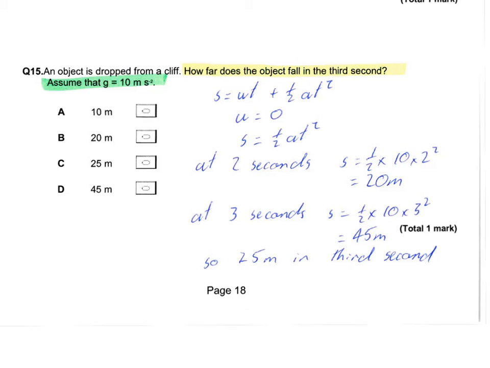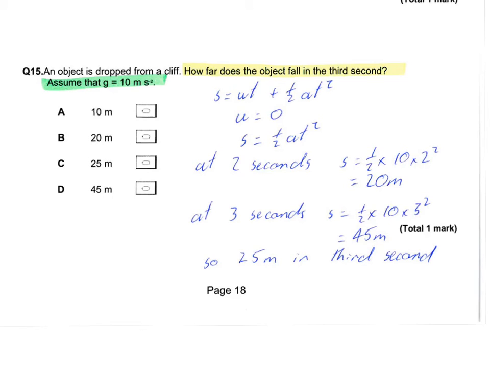Well, I know acceleration, I know initial velocity is 0, and I want to know displacement. I'm not interested in v, final velocity, so I'm going to use s equals ut plus a half at squared, the equation which doesn't have v in it. I know that u is 0, therefore I've got that s is a half at squared.